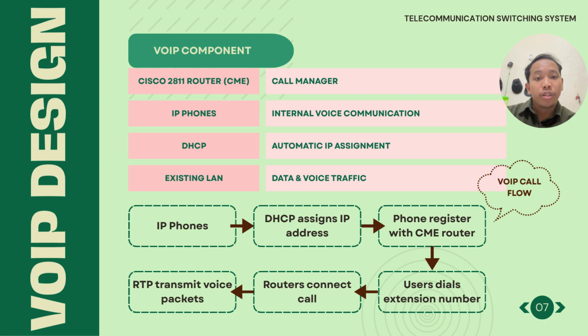Now, let's look at the VoIP call flow. First, the IP phone receives an IP address from the DHCP server. Next, the phone registers with the Cisco CME router. When a user dials an extension number, the router processes the call and connects it to the destination phone. Finally, the voice conversation is carried using RTP, or Real-time Transport Protocol, which transmits the voice packets between the two IP phones. This design provides reliable and efficient internal voice communication while reducing infrastructure costs by using the existing network.